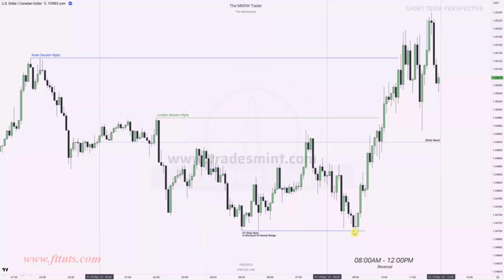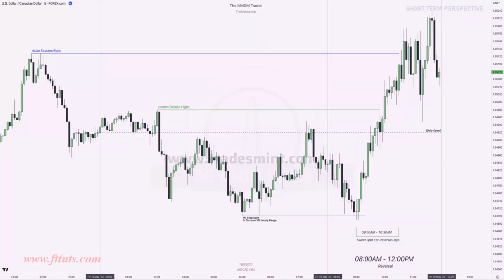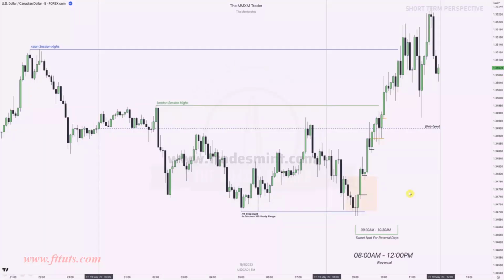Now again, hourly stop hunt down here, right? And then we continue up higher. Now think about, we talked about time earlier, right? What is the sweet spot for a reversal? That 9 a.m. to 10:30 a.m. is the sweet spot for those reversal days. And you can clearly see over here also, we start that reversal with that stop hunt right on the dot on 9 a.m. and then in this time frame 9 a.m. to 10:30 a.m. we can spot our entry model.